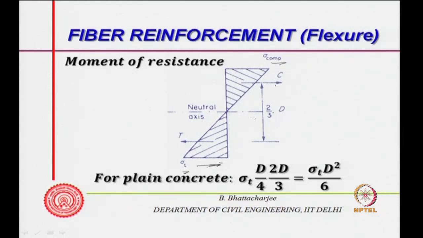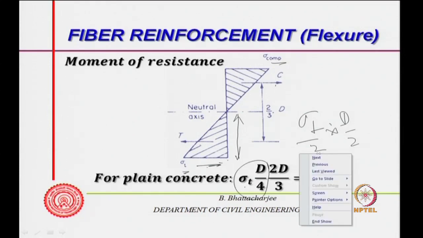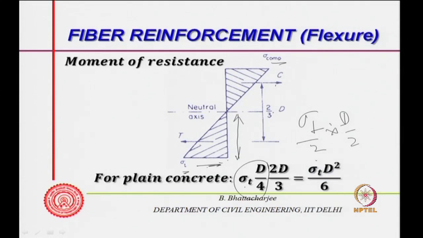So, half sigma t into d by 2, that is the triangular area, and of course, the width we are taking as unity. Sigma t d divided by 4 multiplied by the lever arm 2 d by 3 gives me sigma t d square by 6. Well, this you know very well. So, that is the moment of resistance for plain concrete. Now, let us see fiber concrete.